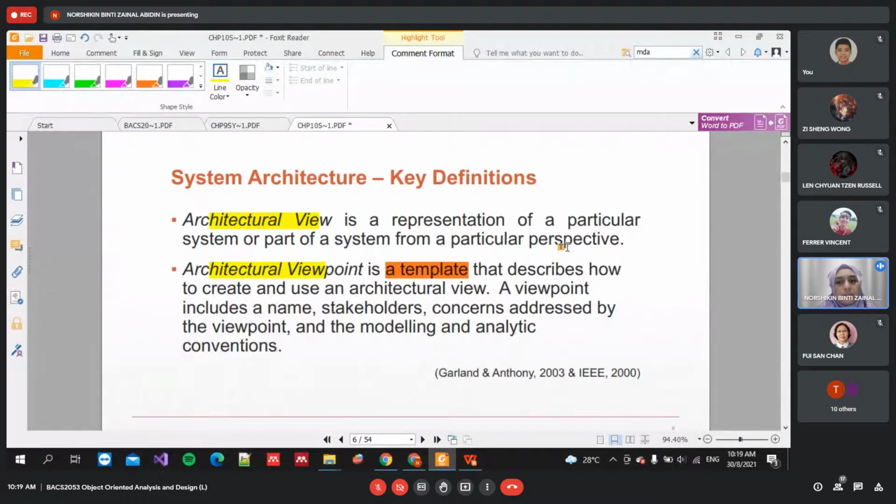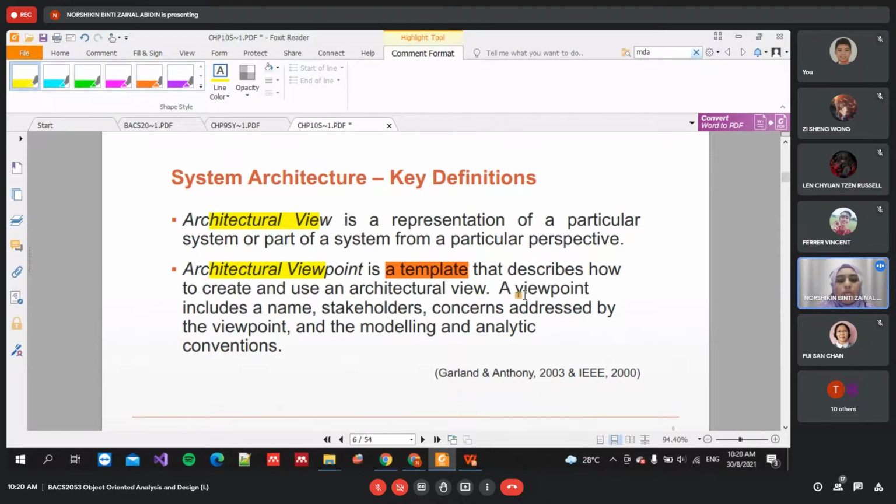Particular perspective. For example, we look at quality. Let's take security as an example, because security is crucial when we want to develop a system. So how do we view the security performance or security attribute of our system from a particular perspective? For example, it can be a perspective from a user.